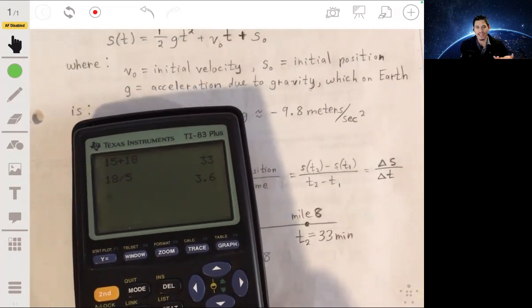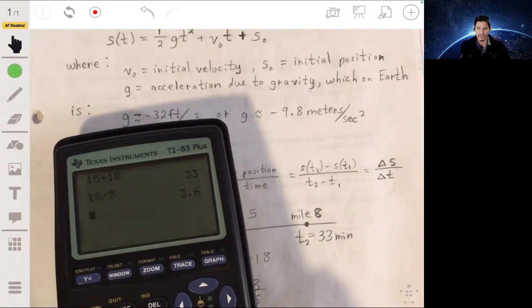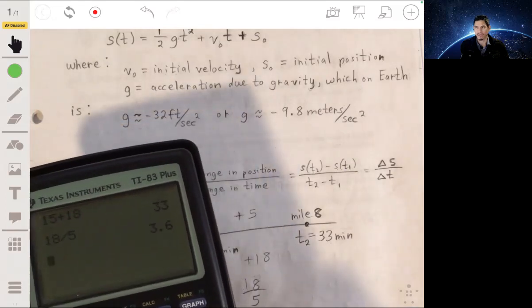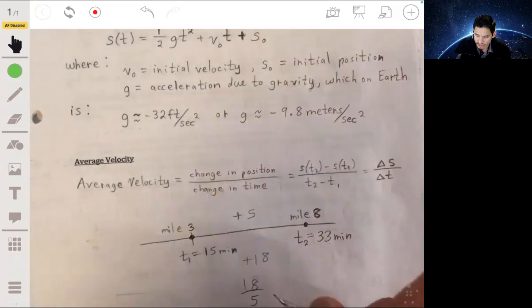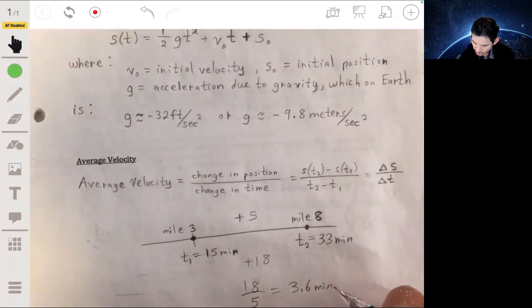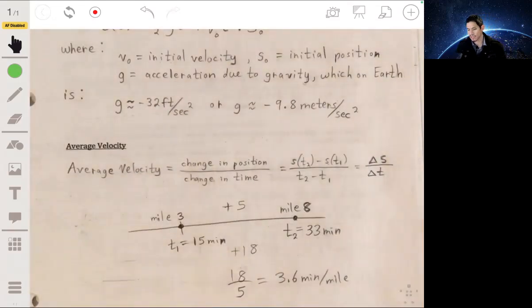Pretty fast. I assume he's probably like a cyborg. He's probably not. Maybe he's going downhill, or he's probably on a racetrack. But again, this is a hypothetical example. But anyway, you're like, oh wow, he's taking 3.6 minutes per mile. He's setting world records, that sort of thing.